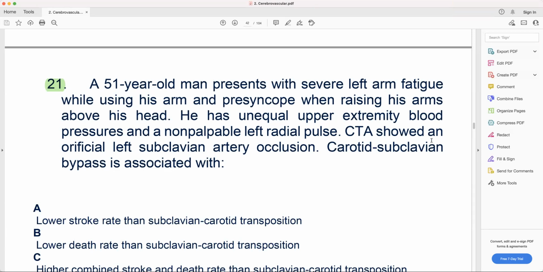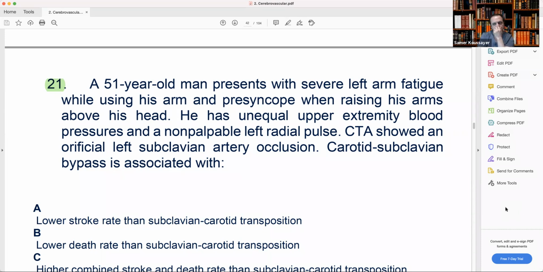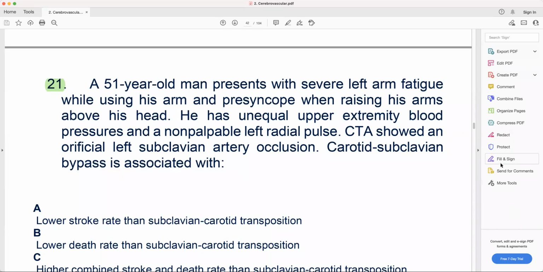A 51-year-old man presents with severe left arm fatigue while using his arm and pre-syncope when raising his arm above his head. He has unequal upper extremity blood pressure and a non-palpable left radial pulse. CTA showed an ostial left subclavian artery occlusion.